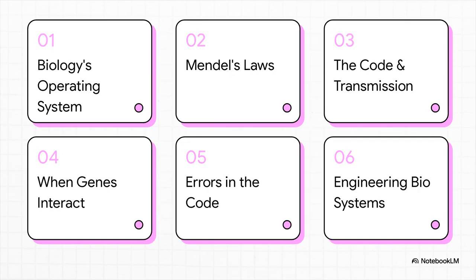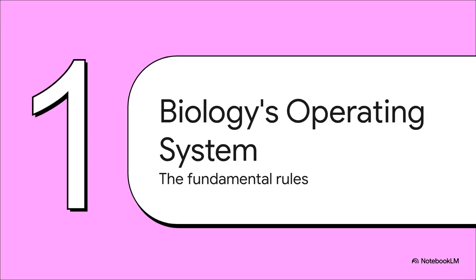So, here's our game plan. We're going to start with those foundational Newton's laws of biology. Then we'll look at the physical code itself and how it gets passed on. After that, we'll get into the fun stuff, the complexities of how genes interact, and what happens when you get bugs in the code. And finally, we'll connect all the dots and see why this is so incredibly important for engineers. All right, Section 1, Biology's operating system. Let's get right into those fundamental rules.